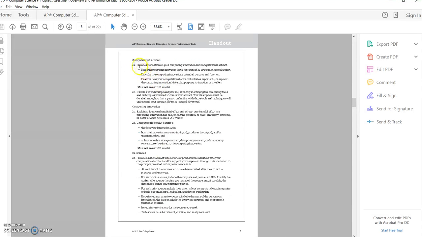On the next page, for instance, in 2A, it says provide information on your computing innovation and computing artifact. The first bullet says name the computing innovation. Specifically do that in your response. Describe the computing innovation's intended purpose. Make sure you spell that out and make it clear that you're saying the purpose of my innovation is. So take their questions or their directions and use those key words in your responses so it's easy for the person who's reading or listening to you to know exactly what you're telling them.